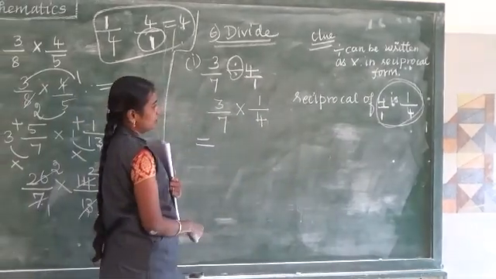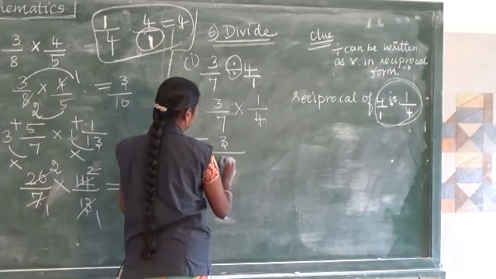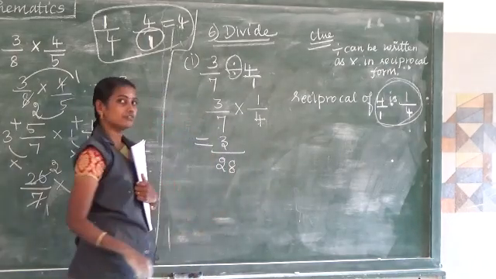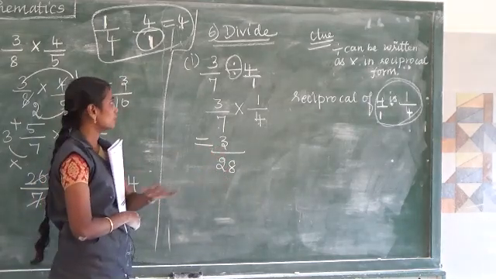Now if you can divide, you can divide, or else multiply. 3 ones are 3, 7 fours are 28. In the 3 table 28 will not come. So write as it is.